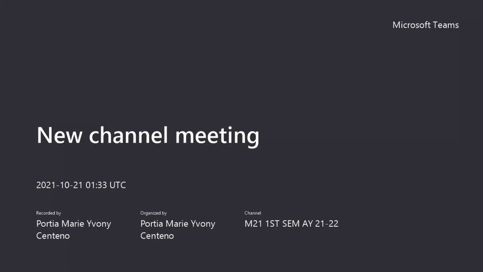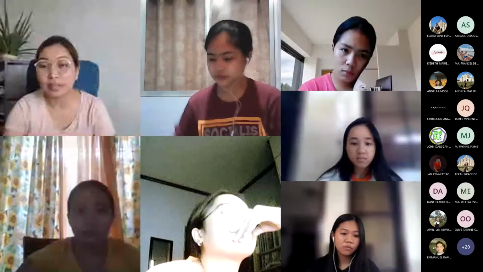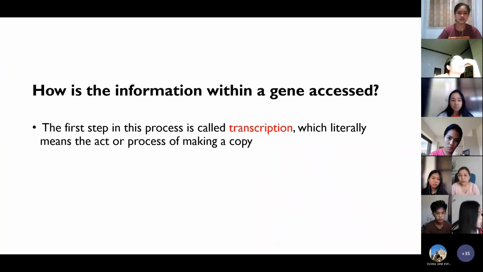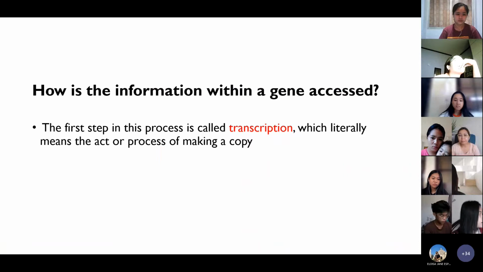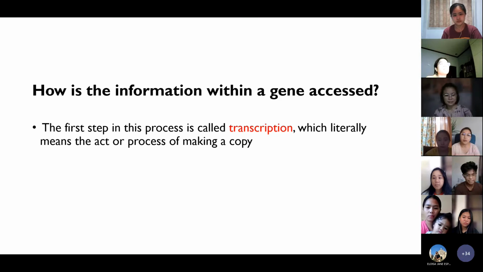Mainly we will be talking about how the information inside a gene is accessed. The first step in accessing that information is called transcription. Literally, transcription means making a copy.